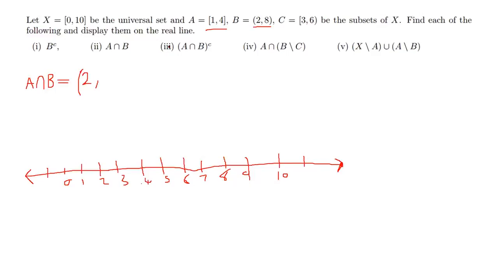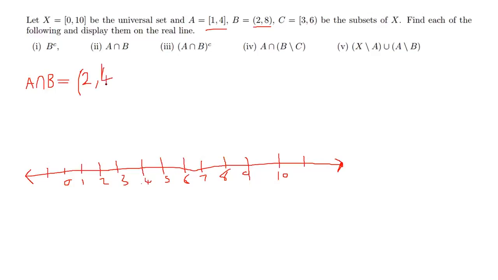Where do I now end? You look at another smaller number. Which number is small between 4 and 8? 4 is small. Let's now check. Do we have 4 in A? Yes, it's there. Do we have 4 in B? Yes, 4 is between 2 and 8. So we're going to write this 4.